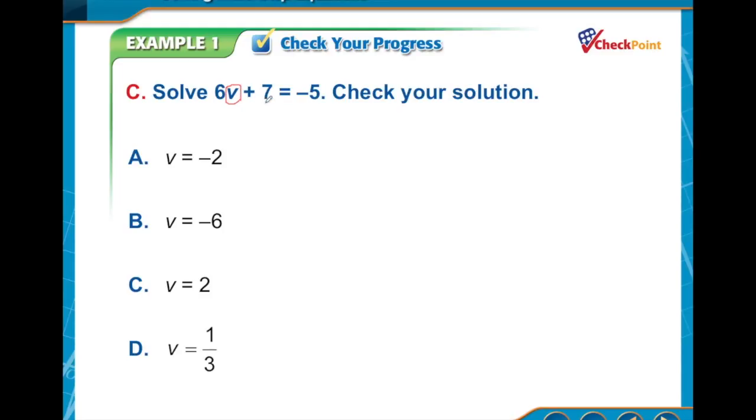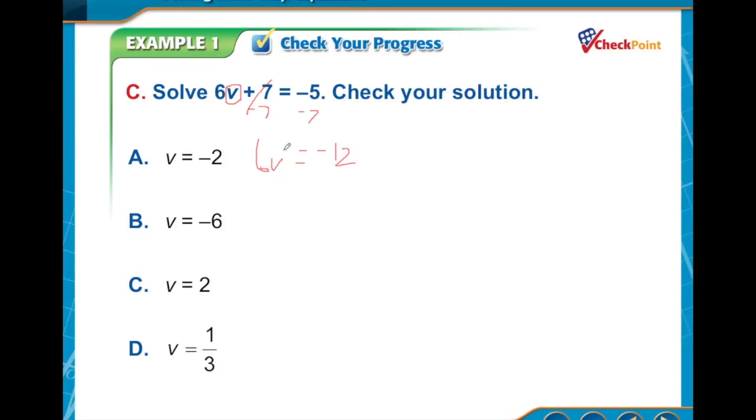Addition is just hanging there. We can easily subtract that away. So if we subtract 7 from both sides, on the left, this will cancel out, so we get just 6v. On the right, we get negative 5 minus 7. That's a negative 12.